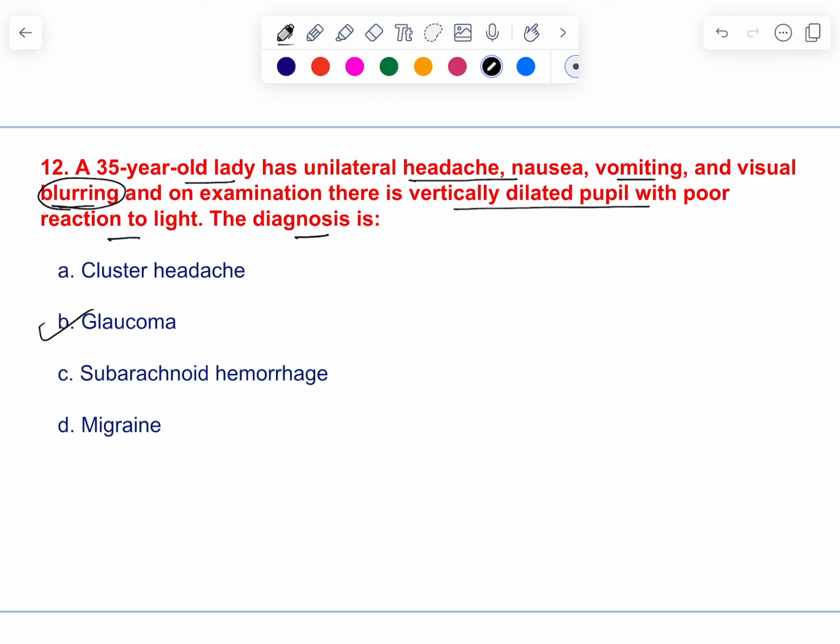Cluster headache, I have already described. Subarachnoid hemorrhage, there will be thunderclap type of headache associated with neck stiffness. Migraine, throbbing type of headache will be there, or pulsating in nature. Okay, so the answer here is glaucoma. Next question.